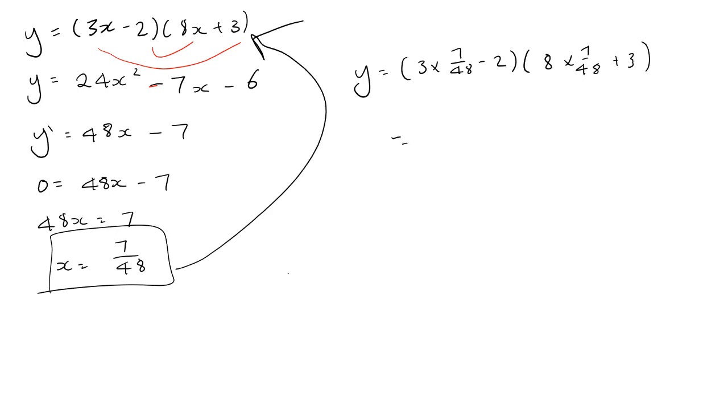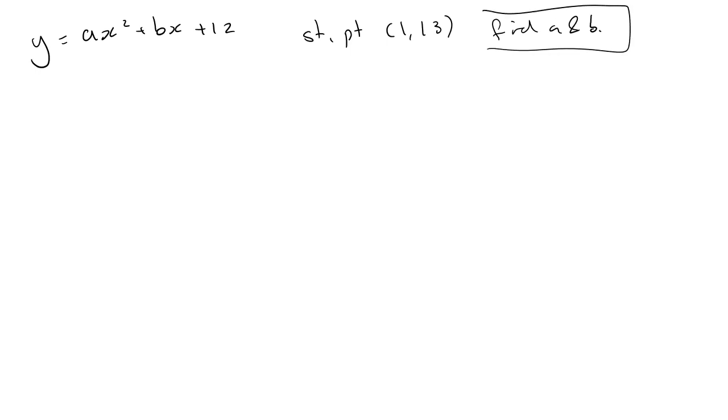So 3 times 7 on 48 minus 2 times 8 times 7 on 48 plus 3 is equal to negative 625 over 96. So the stationary point of that function is (7 on 48, negative 625 on 96). Let's try one more example.